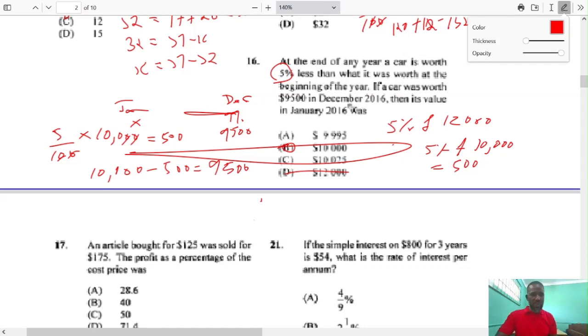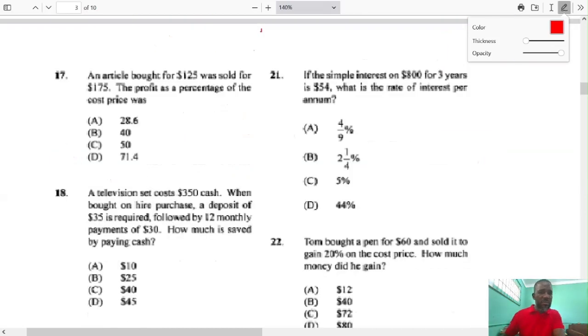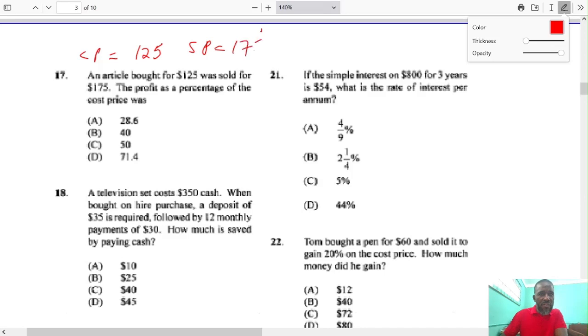All right, moving on to question 17. It says that an article bought for $125 was sold for... So we know that the cost price is equal to 125 and the selling price is equal to 175. So our profit P is going to be equal to the selling price minus the cost price: 175 minus 125, and we are going to get $50. So the profit was $50.